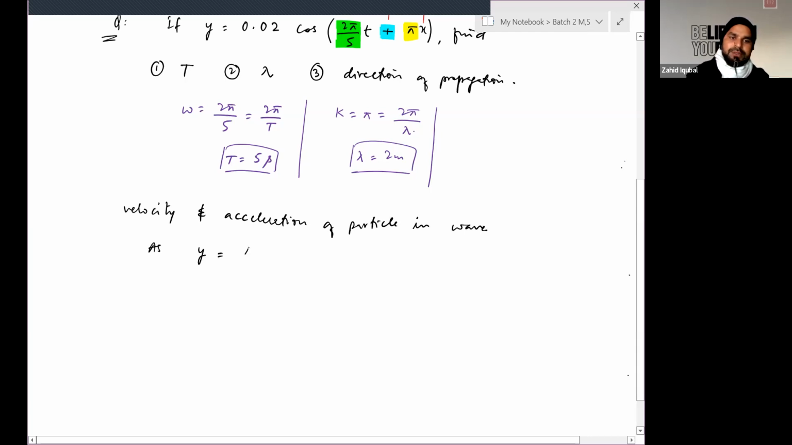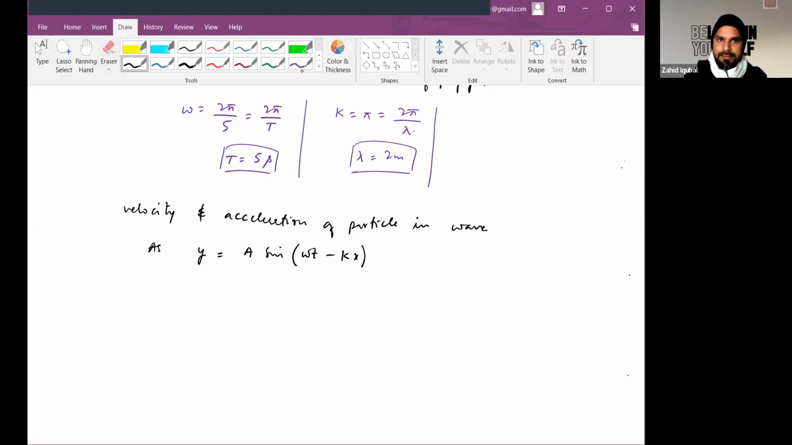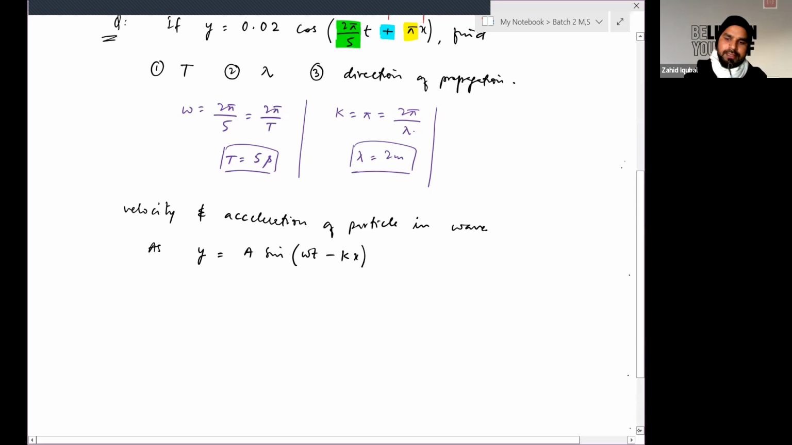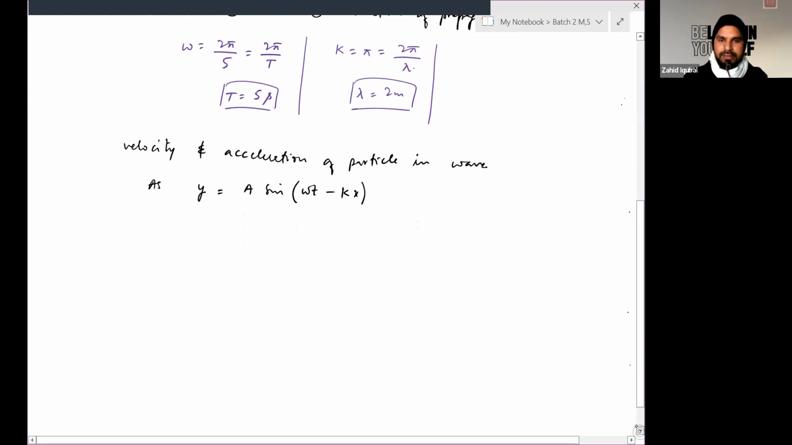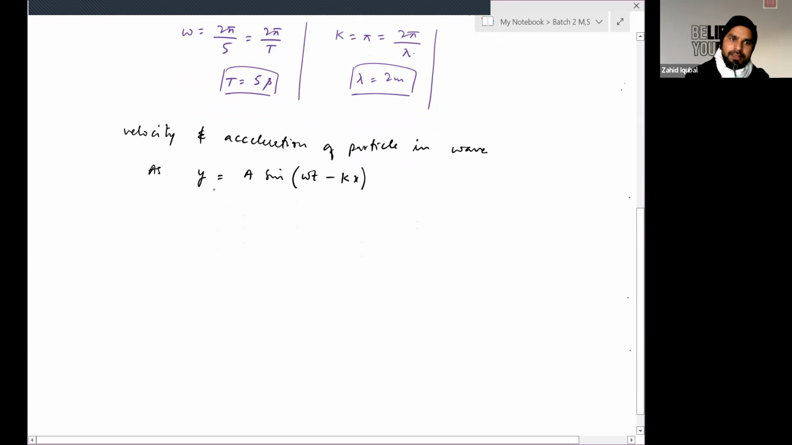y equals a times sine of omega t minus kx. So in this part, we have two different functions. One is t dependent and one is x dependent. So to get velocity, which is nothing but displacement over time, that is dy over dt, you must differentiate this function with respect to time. But if this function has two different variables, you must differentiate it partially with respect to only one variable at a time.